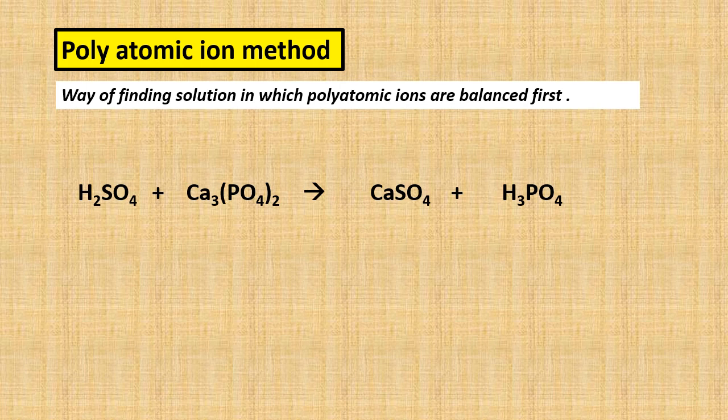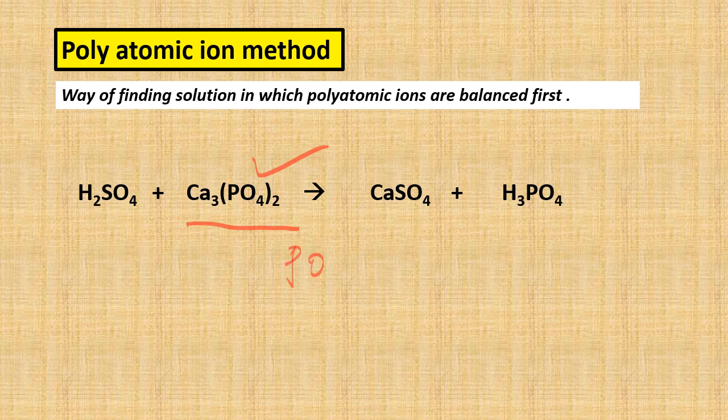This equation looks very difficult, but I assure you that it is the easiest equation to balance. In this method, we need to find the compound having the highest number of atoms. Now we can see that Ca3(PO4)2 is the compound having the highest number of atoms. So in order to balance the chemical equation, we need to balance from this compound.